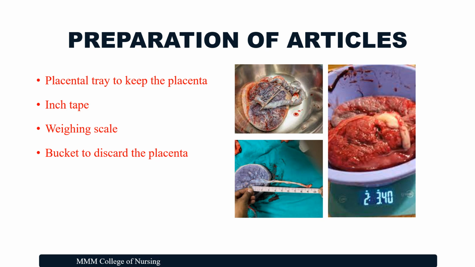Preparation of the articles. You have to prepare some equipment to do the placental examination. First one, there should be a placental tray to keep the placenta and inch tape to measure the length of the cord. Then weighing scale to weigh the placenta and bucket to discard the placenta. So these are the articles you have to prepare for the placental examination.